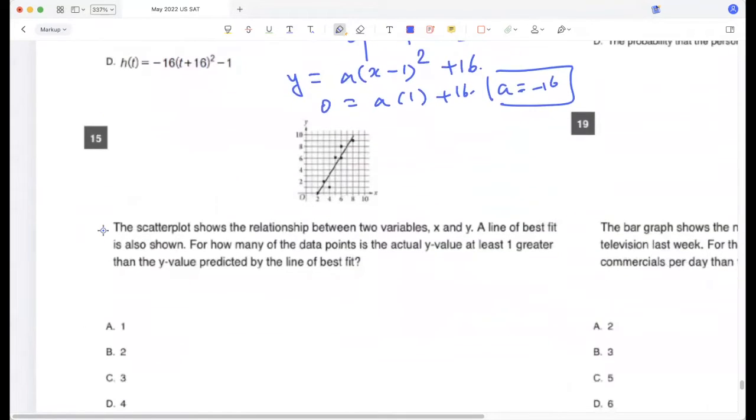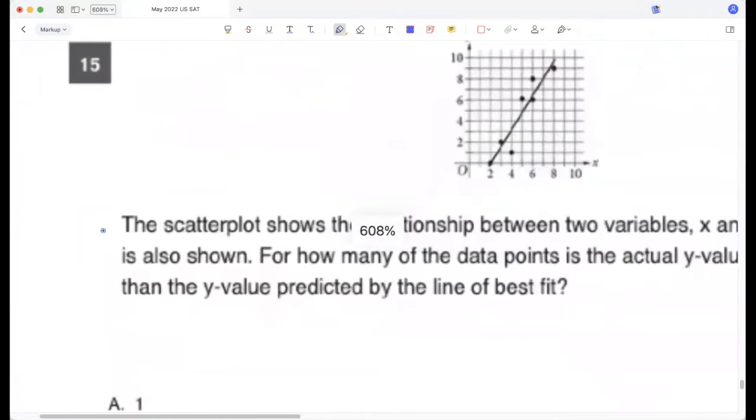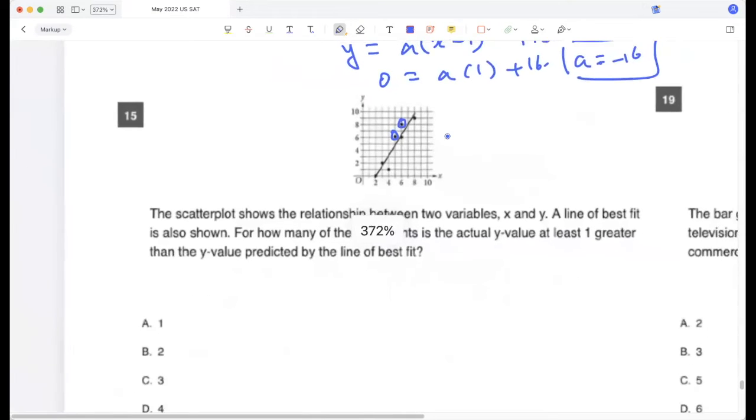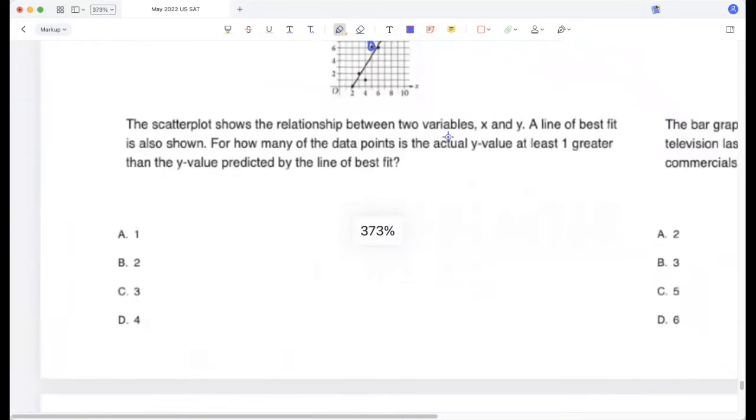The scatter plot shows the relationship between two variables, x and y. A line of best fit is shown. For how many of the data points is the actual y value at least one greater than the y value predicted by the line of best fit? Actual value, at least one, right? So this one, it is at least one greater. And this one also, it is at least one greater. So for two values, the actual y value is at least one greater than the one predicted.